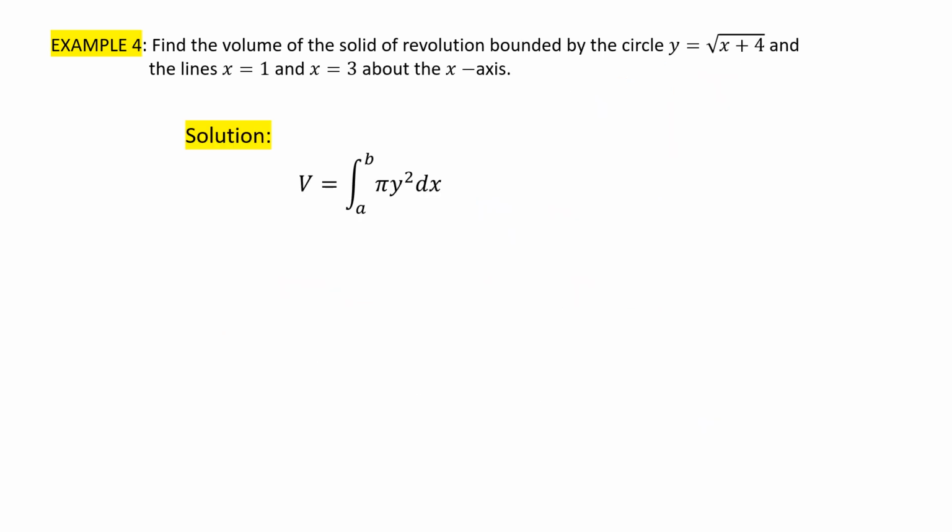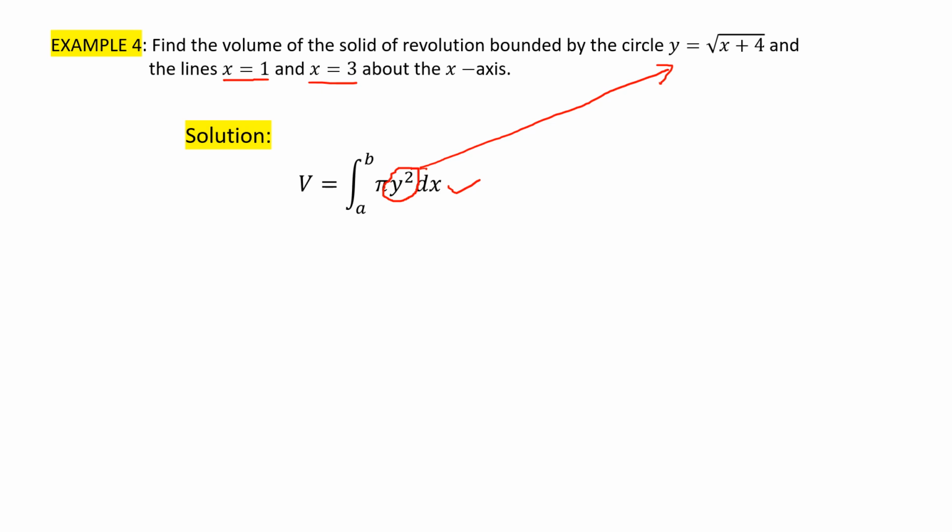Next example, again we look for the curve. Here the curve is y equal to square root of x plus 4, and we have given two limit values in terms of x. So again one more time we are going to use the first formula. V equal to integral a to b pi times y power 2 into dx. Since we are looking for y to the power 2, I have to calculate y power 2 from the curve.